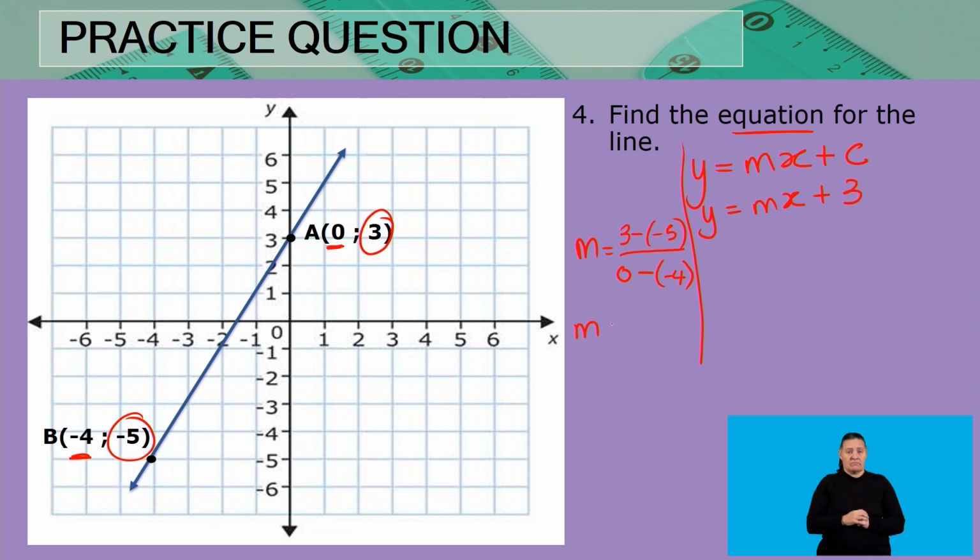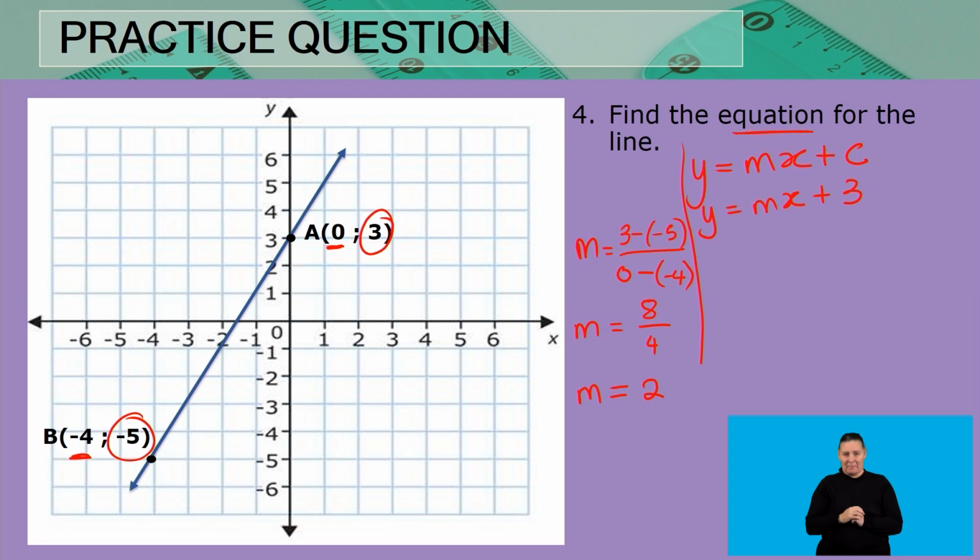So our gradient is going to be, what is 3 minus a -5? That is going to be a positive 8. And then what is 0 minus a -4? That is going to be a positive 4. And what is 8/4, or what is 8 divided by 4? That is going to be a 2.